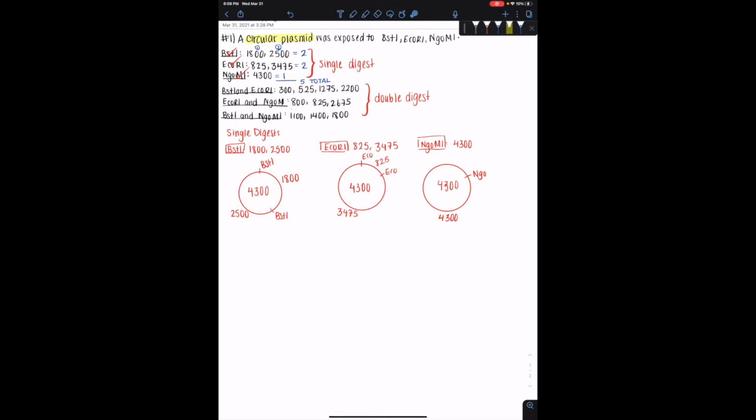which is really useful because when we make our final digest, we want to use this one because it'll only be 1 cut away from the final one. But you'll see what I mean in just a moment. So let's go start on our double digests.